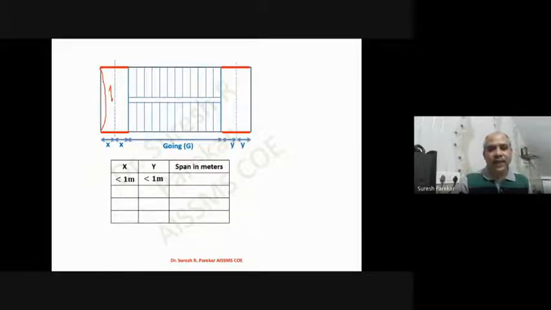So if we have X and Y both less than 1, then we have G plus X plus Y. X and Y are half the width of landing. If I have X less than 1 meter, Y greater than or equal to 1 meter, then we have G plus X plus 1. Means if my Y or X is greater than 1, then I have to take it as 1. If it is less than 1, then we have to take as it is. Then X greater than or equal to 1, Y less than 1, then G plus 1 plus Y. And if both are greater than 1, G plus 1 plus 1. So likewise, we have to consider effective span, and G we have, that is going.